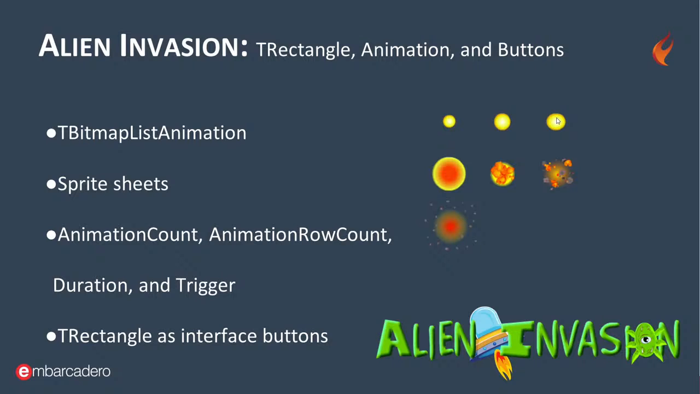The T-bitmap list animation has a lot of different properties, but I only used a few like animation count, animation row count, duration, and trigger. The trigger property watches for a property change, like if the isVisible property gets set to true, then the animation starts. I use the trigger property because the objects pool. When the objects come out of the pool and get set to visible, it starts the animation.